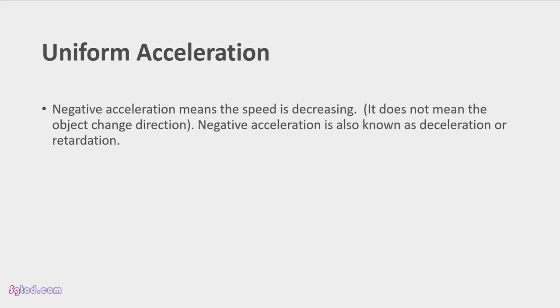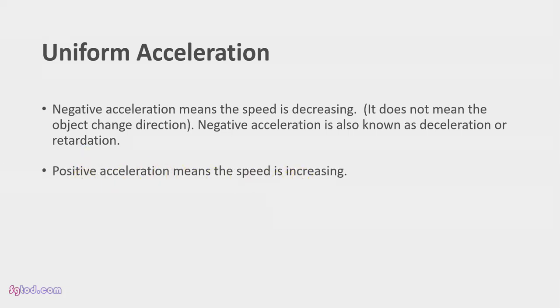Take note that negative acceleration means the speed is decreasing. It does not mean the object changed direction. Negative acceleration is also known as deceleration or retardation. Positive acceleration means the speed is increasing. So far, we have learned about uniform acceleration or deceleration. That is, the object increases or decreases its speed uniformly over equal intervals of time. In our next lesson, we will cover how to solve questions when objects are not accelerating uniformly.